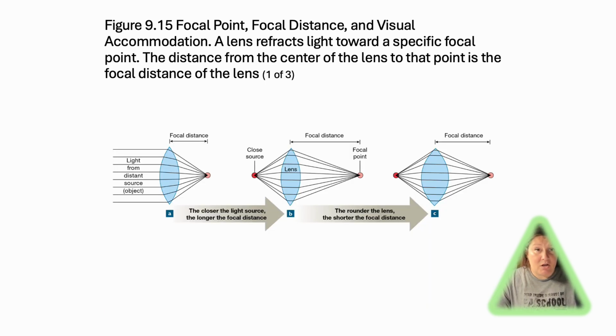Again, like I said, we're not going to talk too much about focal point, focal distance, visual accommodation. I just want you to know that the lens is responsible for focusing the light that is coming into the eye, and the lens is either going to become thicker or get thinner, and it's going to focus or accommodate that light so that it lands on the back of the retina for interpretation most optimally.